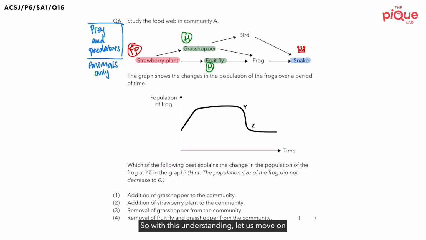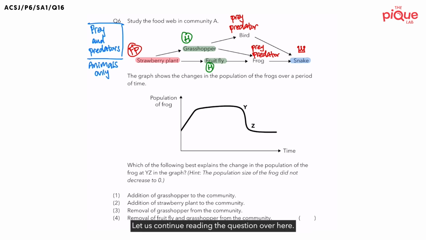So with this understanding, let us move on to the birds and the frogs. Can we call the birds and the frogs predators? Yes, we can call them predators as they are animals feeding on other animals. We see that the bird is feeding on the grasshopper and the frog is feeding on both the grasshopper and the fruit fly. But at the same time, both the frog and the bird are also prey of the snake. So this is a simplistic overview of the different organisms and how we can classify them.